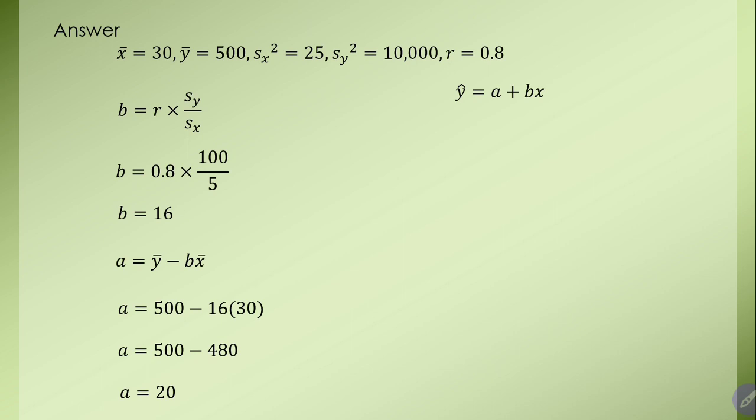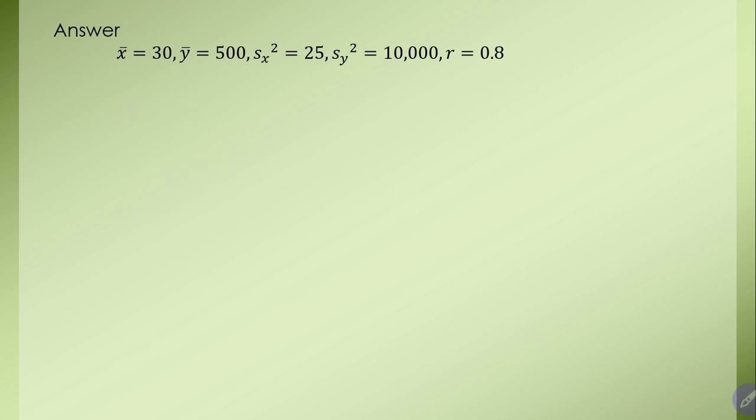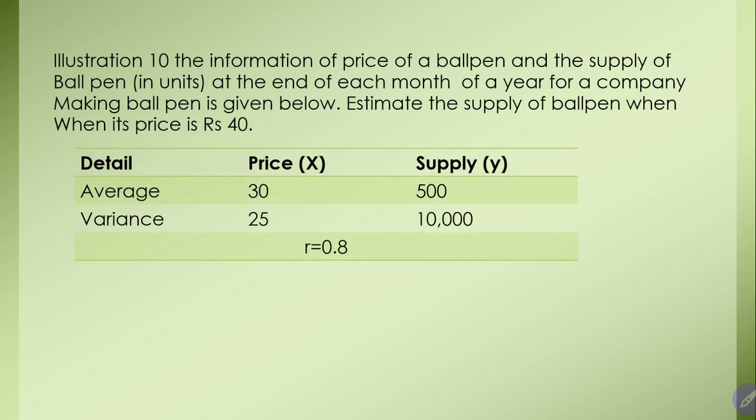Then we will find y cap. So y cap is a plus bx, that is 20 plus 16x. 20 is a and 16 is b. Then you have the question that you have to answer. Let's go to the question. It says to estimate the supply when its price is 40. So price is 40, that means x is 40. So if x is 40, then you have to find y.